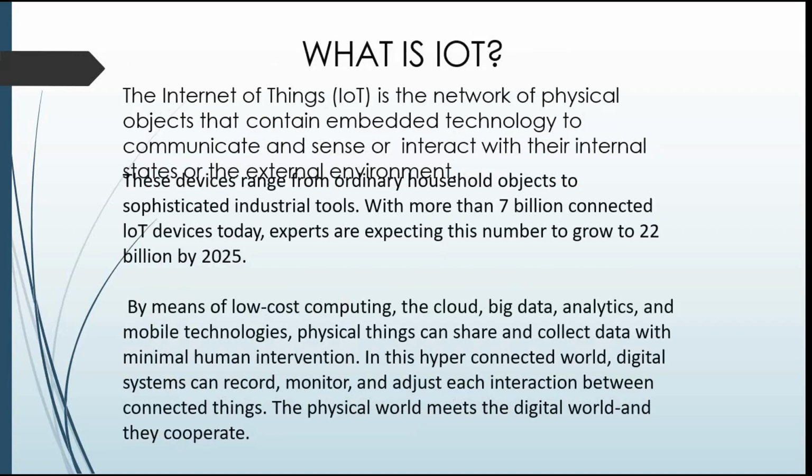So what is actually IoT? IoT is a network of physical objects that contain embedded technology to communicate and sense or interact with their internal states or the external environment. About 7 billion of these IoT devices are connected today, and according to experts, in 2025 it will grow to 22 billion.